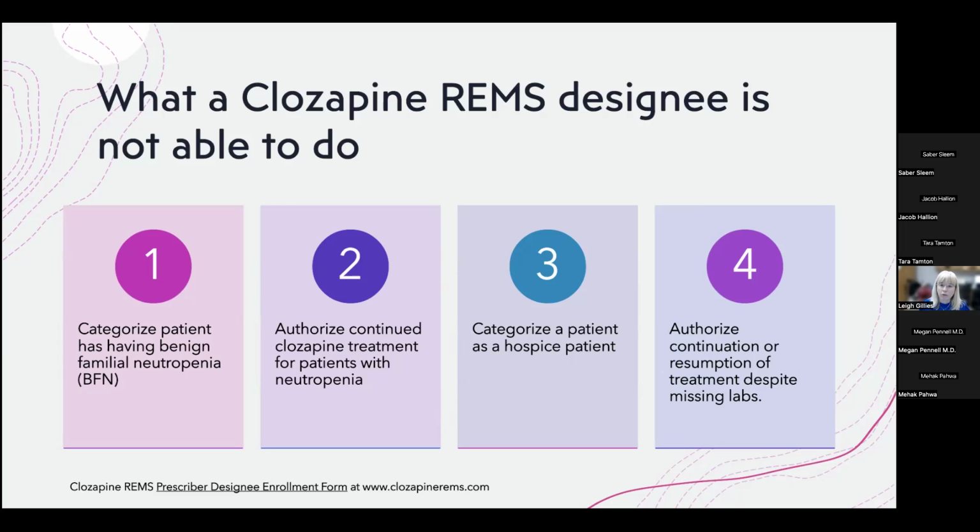Hospice patients don't have to adhere to the weekly monitoring of ANC, so only a provider can establish a patient as a hospice patient in the REMS program. And if a patient's not compliant with labs, the REMS program does offer some grace for the provider to justify continued use. Maybe the patient was in a life-threatening situation off of the clozapine. They're finally stabilized, but they won't allow the lab draws. A provider can justify that by submitting a form to the clozapine REMS program, but the designee cannot do any of these functions.